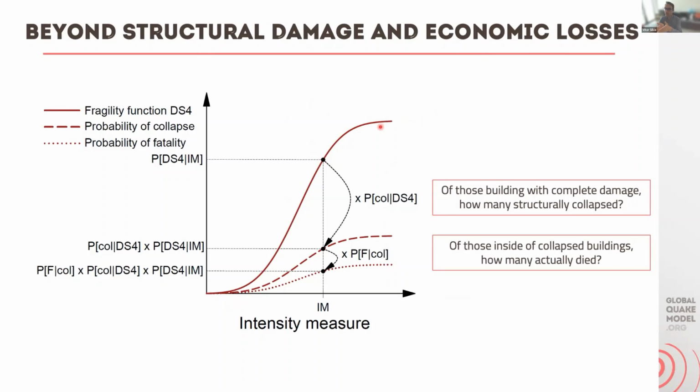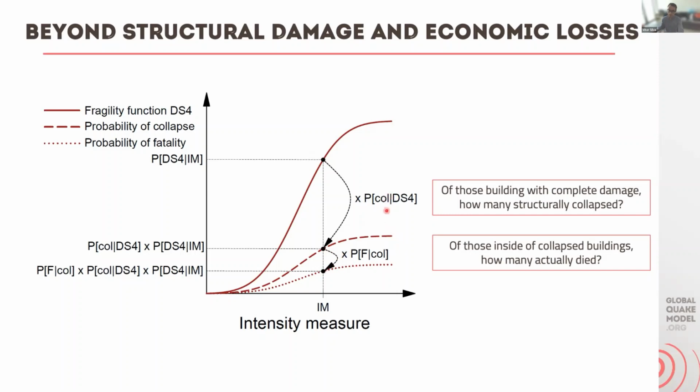It might collapse, and that's when fatalities start to increase, but maybe it doesn't collapse. But it is important for us to understand, of those buildings with complete damage, how many actually collapse. So this jump here, and then from the buildings that actually collapse, from the people that were trapped inside of buildings that collapsed, how many actually died.